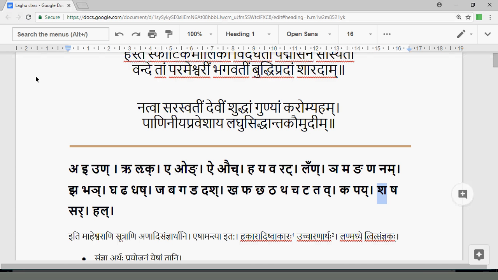Sa is Ta, Tha, Sa. Where you pronounce the Ta Varga, Ta, Tha, there you say Sa. So it's Dantya. You don't move the tongue from there. That is where Sakara is pronounced.